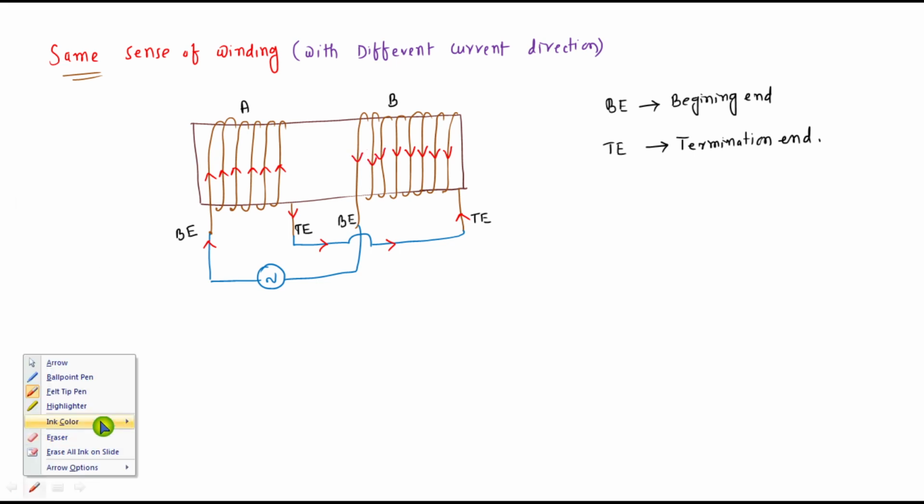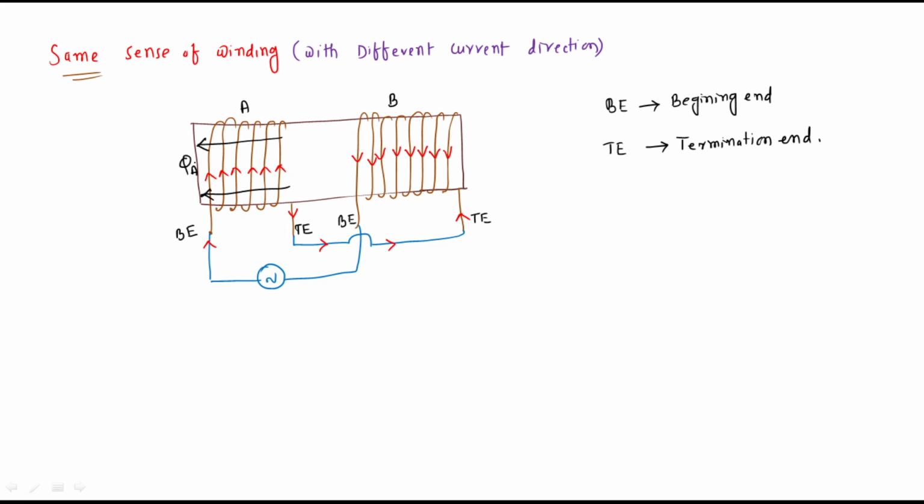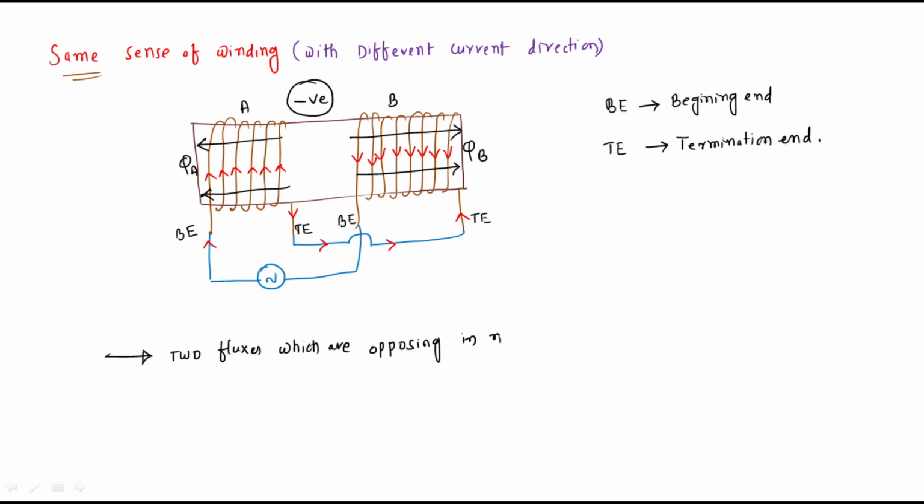Then what is the flux direction with respect to the current direction in coil A and coil B? This is phi A. What about the flux due to current in coil B? This is phi B. Two fluxes are opposing in nature. So obviously this is negative coupling, right? What is the point here? Two fluxes which are opposing in nature, which is nothing but negative coupling. This is with respect to sense of winding.